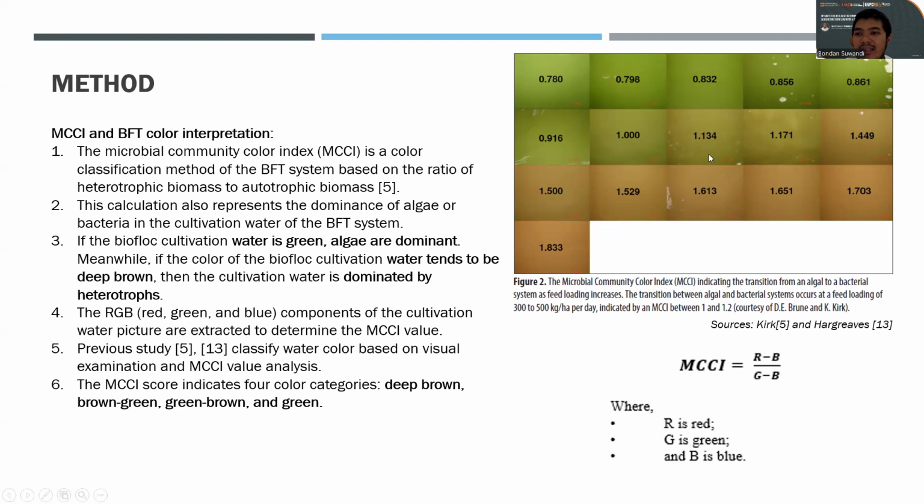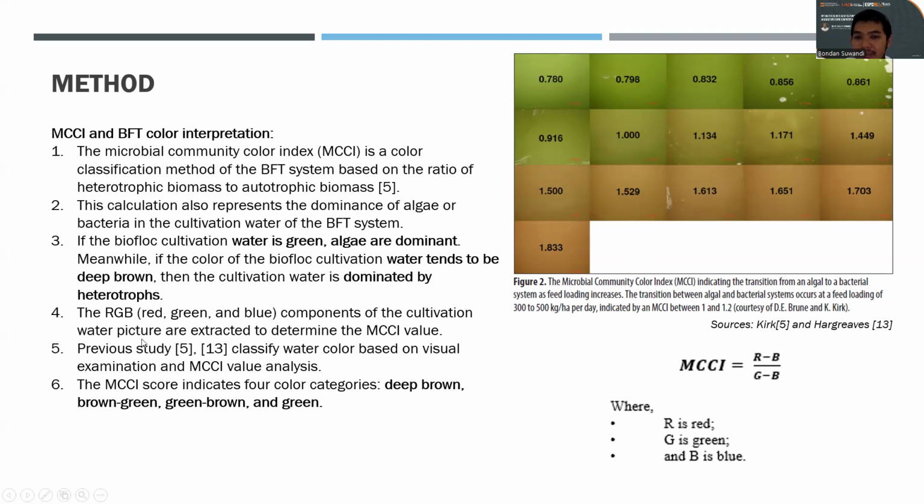As you can see in the image here in the top right, this is the MCCI number generated by the formula proposed by Kirk. And using the result of this formula, we can classify which category the color of the biofloc belongs to.